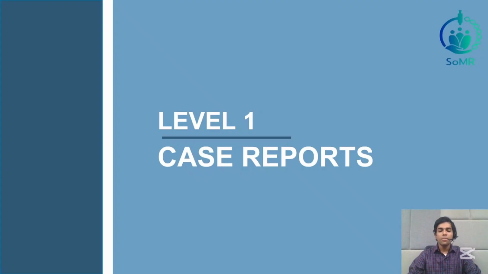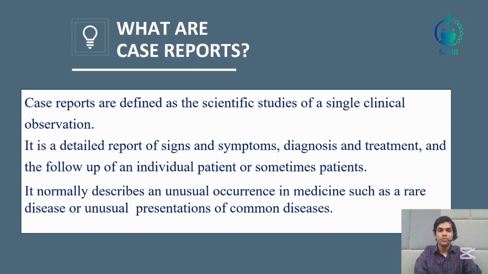Let us begin by familiarizing ourselves with the definition first. So as you see in the slide, case reports are defined as the scientific studies of a single clinical observation. It is a detailed report of signs and symptoms, diagnosis and treatment, and the follow-up of an individual patient or sometimes patients. So basically, it is a new or a rare finding that will help the medical community understand more about a particular disease. So what could be these unique findings that I have mentioned?